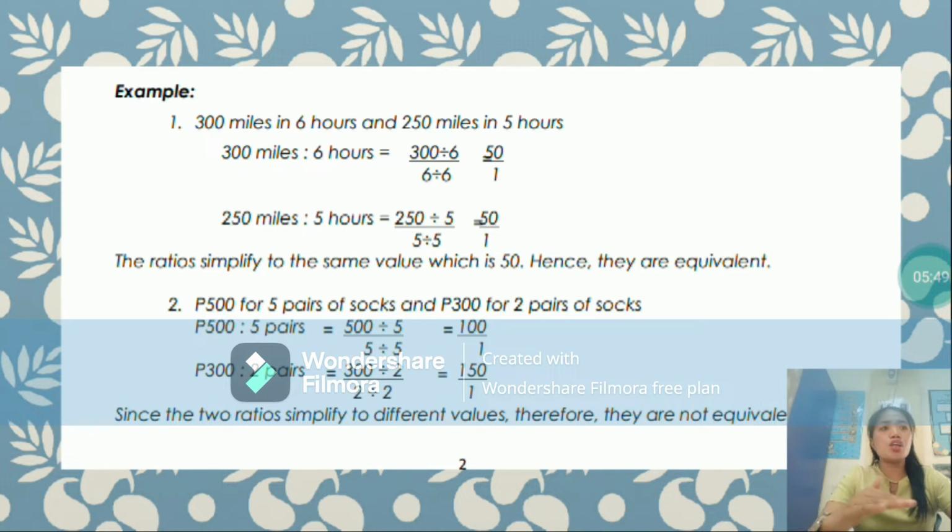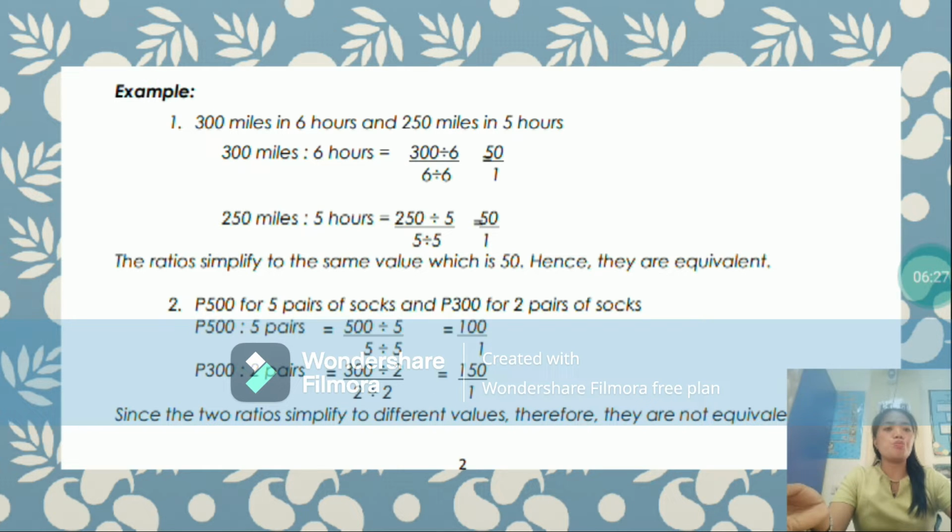Now let's have the other ratio. You have 250 miles is to 5 hours. We'll try 250 divided by 5 and 5 divided by 5. So you have 50 over 1. The ratios simplify to the same value, which is 50, because 50 divided by 1 is 50. Hence, they are equivalent. Meaning to say, 300 is to 6 is equal to 250 is to 5. So the two ratios are equal or equivalent, therefore, it is a proportion.